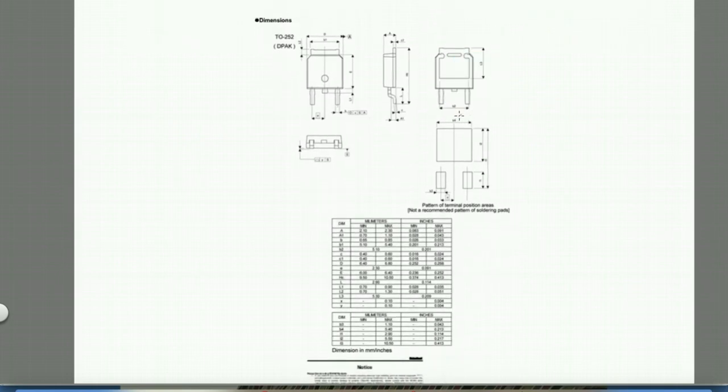The datasheet also provides the mechanical dimensions of the package and the recommended footprint. Here, as it is given, it is not the recommended footprint. The footprint has to be arrived at by the layout designer. The dimensions have been given in both millimeters and inches.